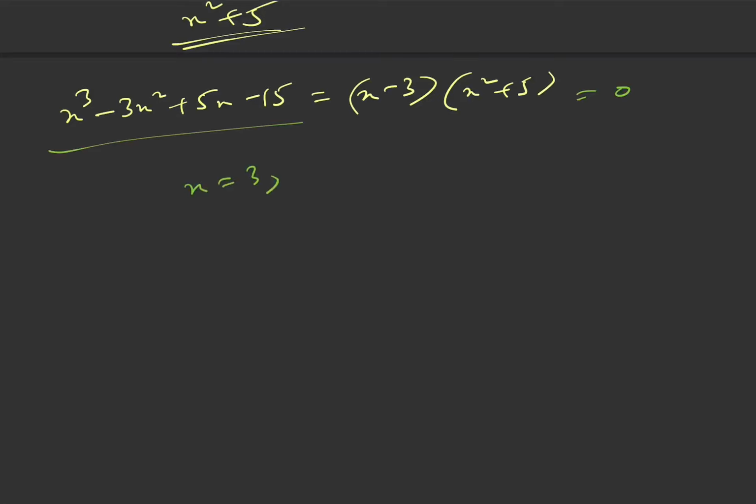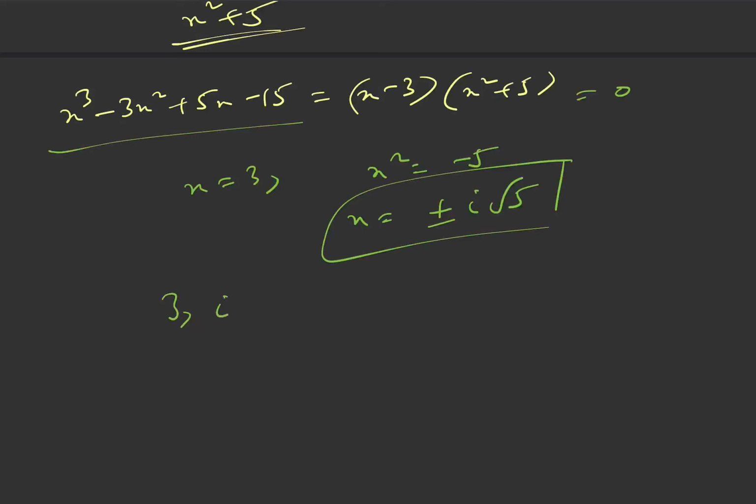So if you want to find the roots, this is equal to 0. So x is equal to 3, and x square is equal to minus 5, which means what? x is equal to plus or minus iota times root 5. So these are the 3 roots: 3, iota root 5, and minus iota root 5. So you can see that 2 roots are complex, imaginary roots.